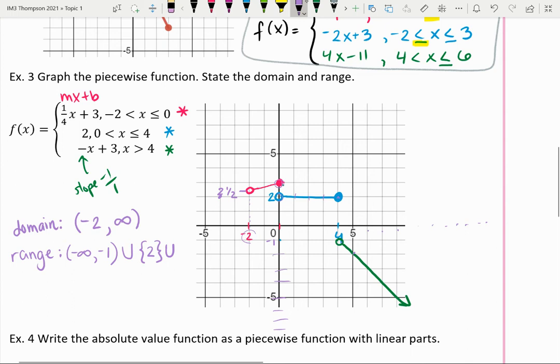The rest of the range, remember, I'm smashing this now on the y-axis, goes from 2.5 to 3. 2.5 is going to be an open circle, and then 3 is going to be a closed circle. So this may be a different way than you've ever written a range before, so check it out, review it. It's a little bit more complicated.